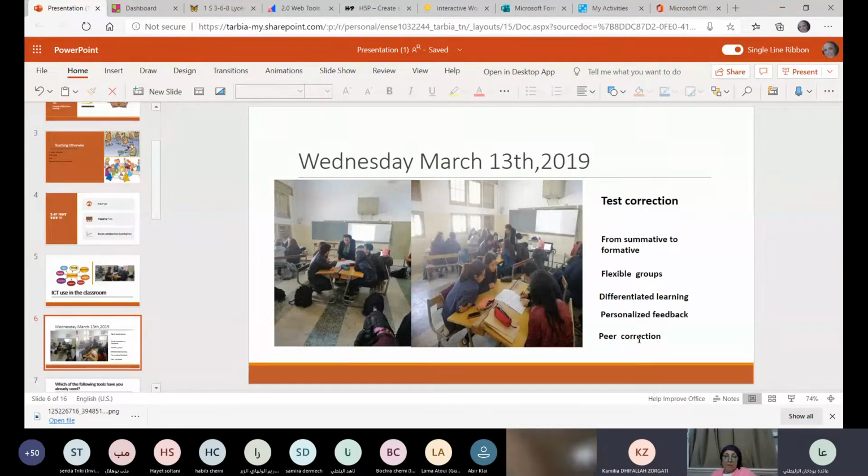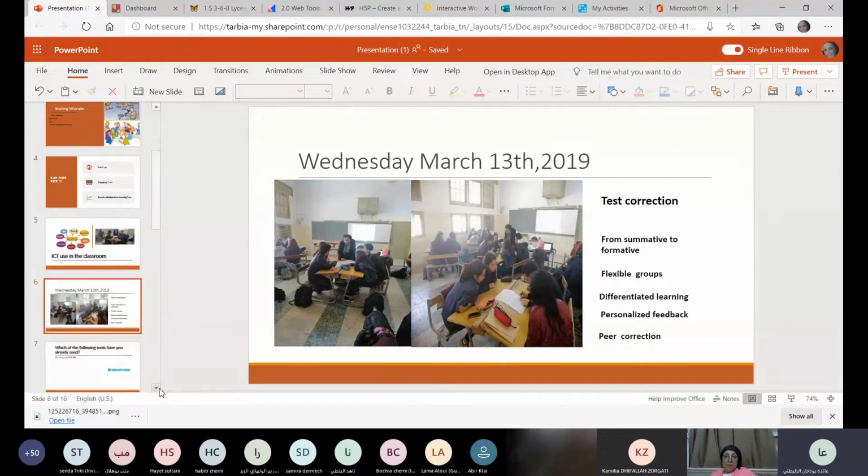Peer correction, which is part of the group work, and that was very important because students have to be convincing when they are spotting or drawing the attention of their peers to a specific mistake, and they have to convince one another that that is a mistake and this is the correct. So it is better between students, that is student than teacher students.